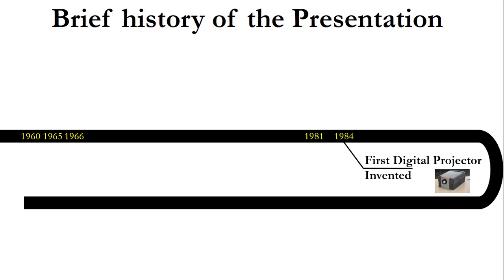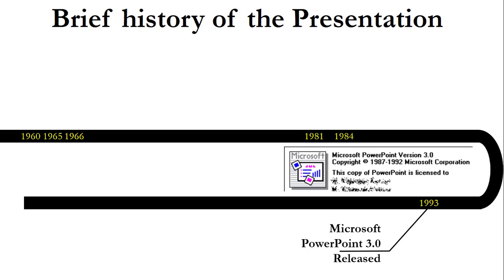And the first digital projectors were invented. Again, these were 70-pound monstrous beasts, so again, not what we think they were. Fast forward to Microsoft PowerPoint 3.0 being released, and this is more along the lines of what we're used to seeing as a presentation software, like slides, images, graphs, that kind of thing.